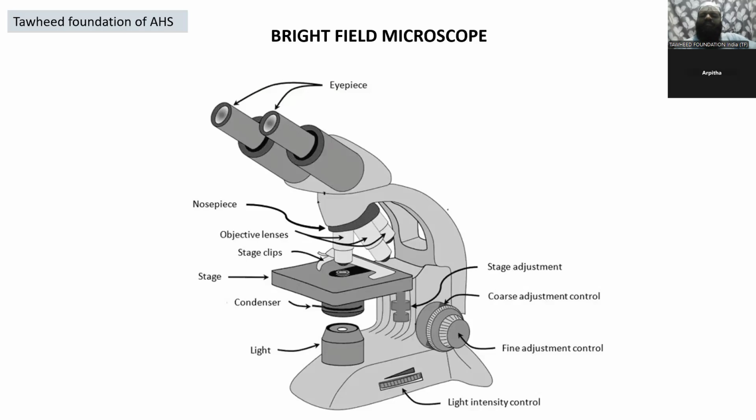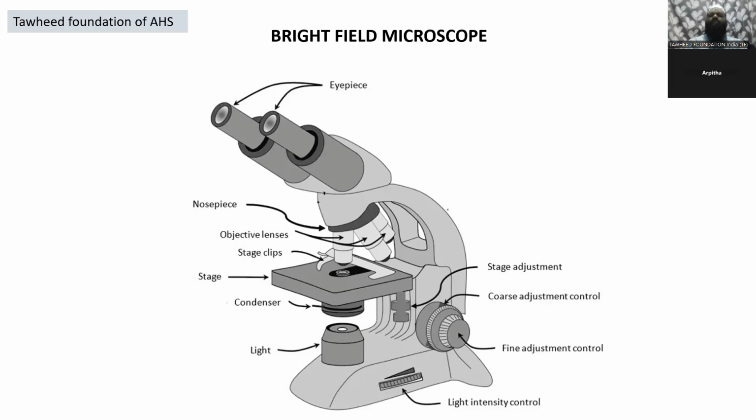The term compound refers to the usage of more than one lens in a microscope. The compound microscope is one of the types of optical microscope. The other type of optical microscope is a simple microscope. The difference between simple and compound microscope is that a simple microscope uses only one lens and a compound microscope uses more than one lens.